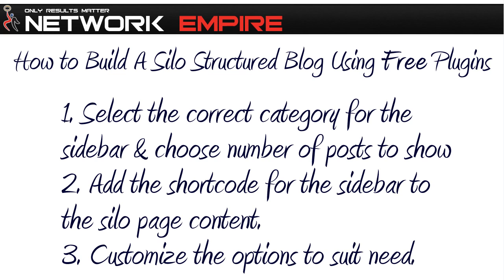As a recap, the first thing to do is select the correct category for the sidebar and choose the number of posts to show. Add the shortcode for the sidebar to the silo page where you want the list of posts to appear, and then customize the options to suit the need. So if you want to show an excerpt, tick the box, and the length of words or the number of words to appear.